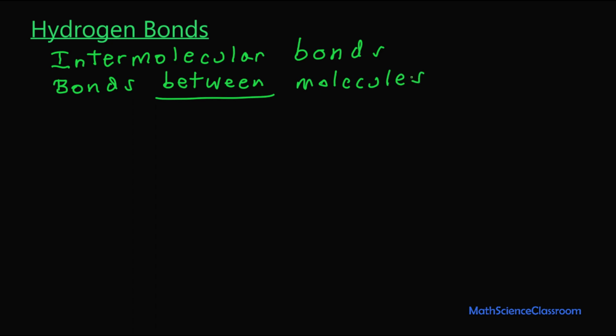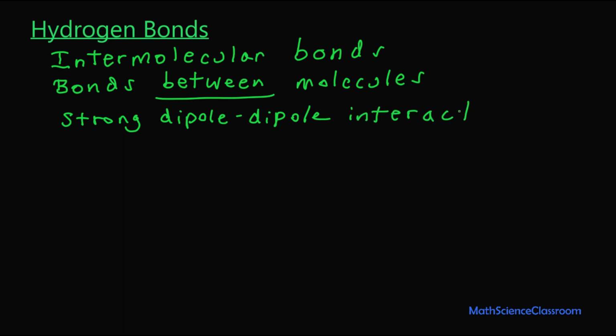Hydrogen bonds are strong dipole interactions, which means that the molecules involved in hydrogen bonding are highly polarized molecules. So we'll write that down. Strong dipole interactions, and the molecules which form the hydrogen bonds are highly polarized.